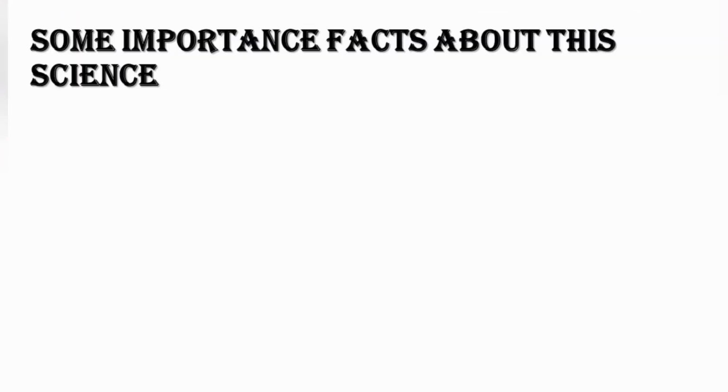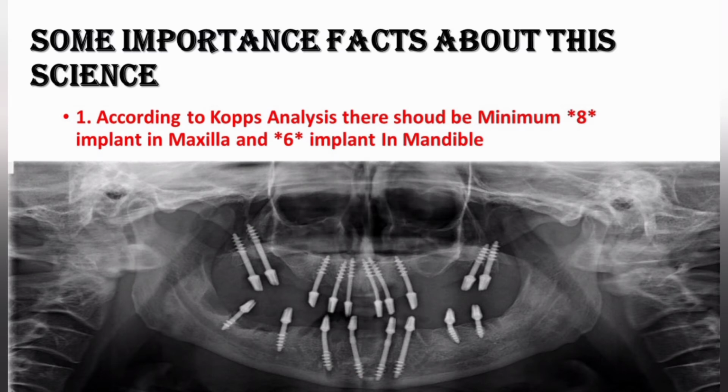Some important facts about this science. Number 1. According to the corpse analysis, there should be a minimum of 8 implants in the maxilla and 6 implants in the mandible. We can put more implants, but not less than this.